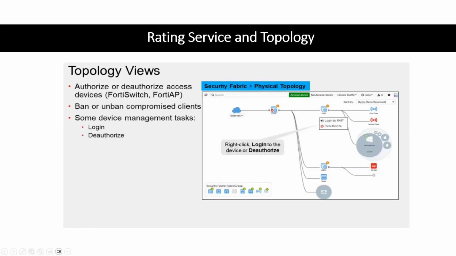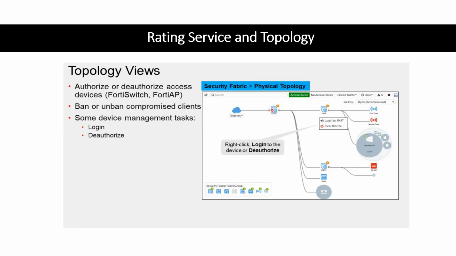Now, some of the fun stuff within the GUI, right? Topology views. If you enable the rating service and stuff like that, one other feature that comes with it is the physical topology, and you can see unauthorized devices. From there, you can go ahead and authorize them, right? Authorize devices, maybe like a FortiSwitch or FortiAP.